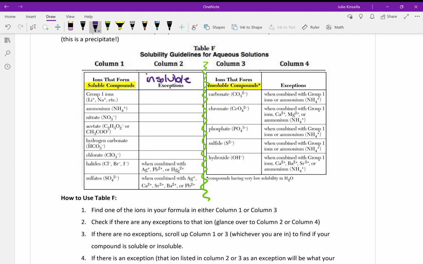Excuse my handwriting. On the right-hand side, column 3, those negative ions tend to form insoluble compounds, except when they're with any of these exceptions. Probably the one that gets missed the most is the group 1 ions, which you need to look at your periodic table for. That would be sodium, lithium, potassium, rubidium, and so on. If it's with a group 1 ion, ammonium, or some other listed ones, this is an exception to its insoluble rule. It flips it to be a soluble compound. So we're going back and forth with that.